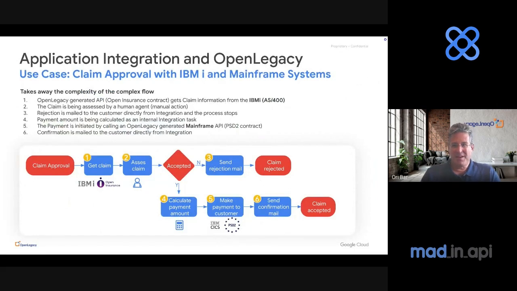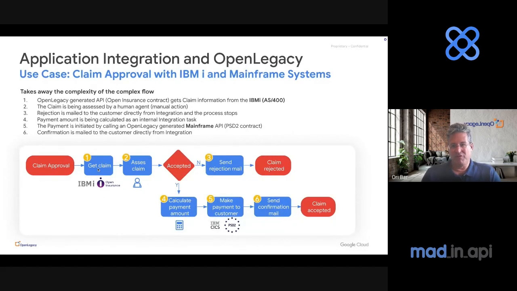And then we had a nice example we built together with Scott Holland, who is the product manager of application integration. That's actually showing the combination of the power of what integration can do together with OpenLegacy. In this case, it's an insurance example. It's about how an insurance claim gets approved. So we start by using an API generated by OpenLegacy, going to the IBM i, the AS/400, and using an open insurance API standard to get the claim information.